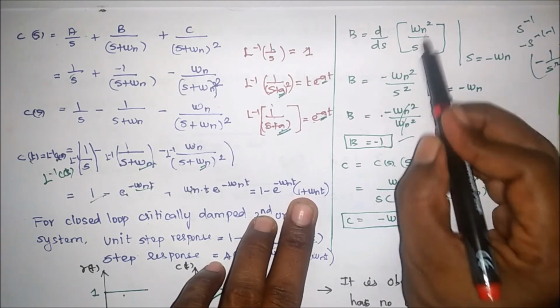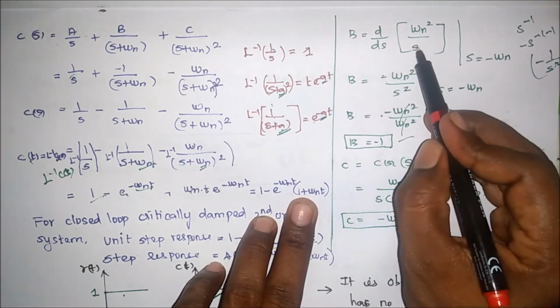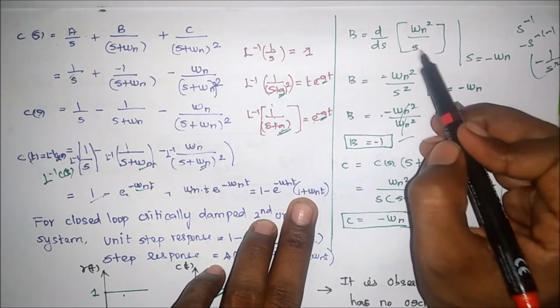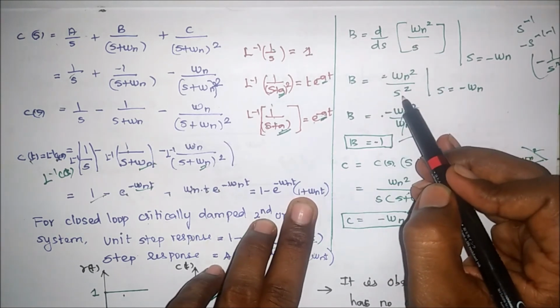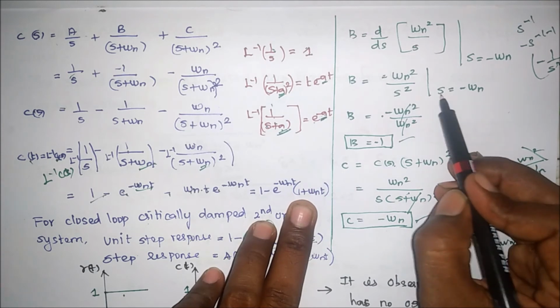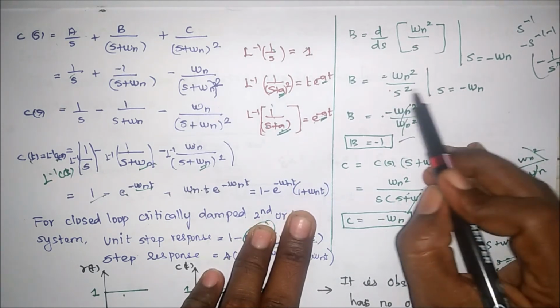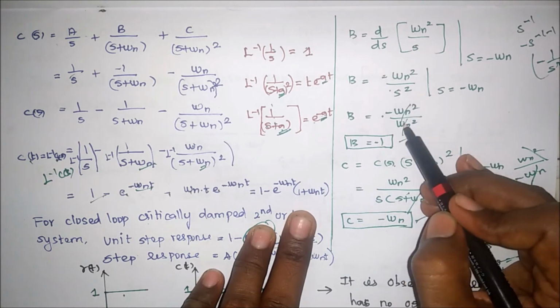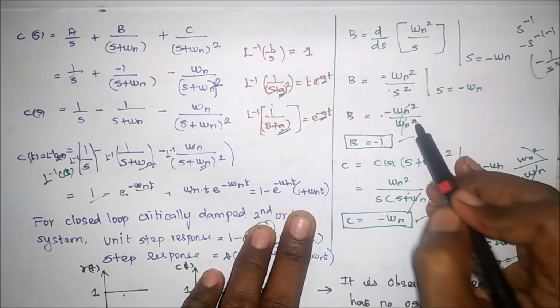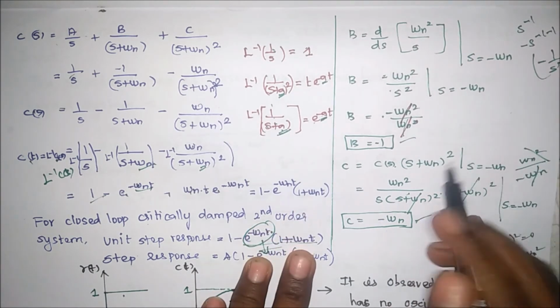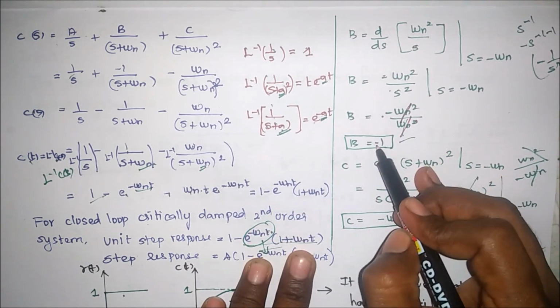So here, this minus will come here, with S square instead of S. Simply we can say differentiation of 1 by s equal to minus 1 by s square. Then we have to substitute s equal to minus omega n here. So if we substitute s equal to minus omega n, it will become omega n square plus omega n square. This omega n square will cancel. Finally, we will have b equal to minus 1.